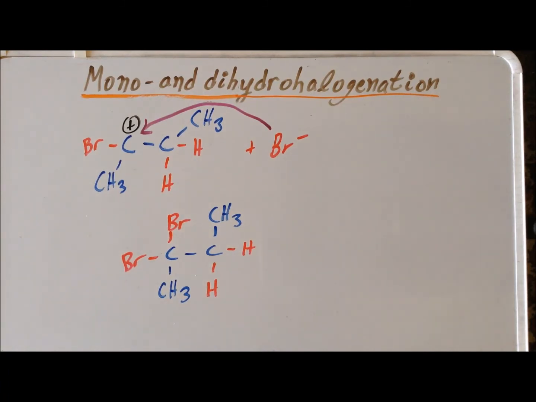We see something very, very interesting here: whether we start with 1-butyne or 2-butyne, and we do a monohydrohalogenation, we get different products for 1-butyne and 2-butyne. But if we react either 1-butyne or 2-butyne with 2 moles of the hydrogen halide, we end up with exactly the same product. We end up with either the 2,2-dibromobutane or the 2,2-dichlorobutane.